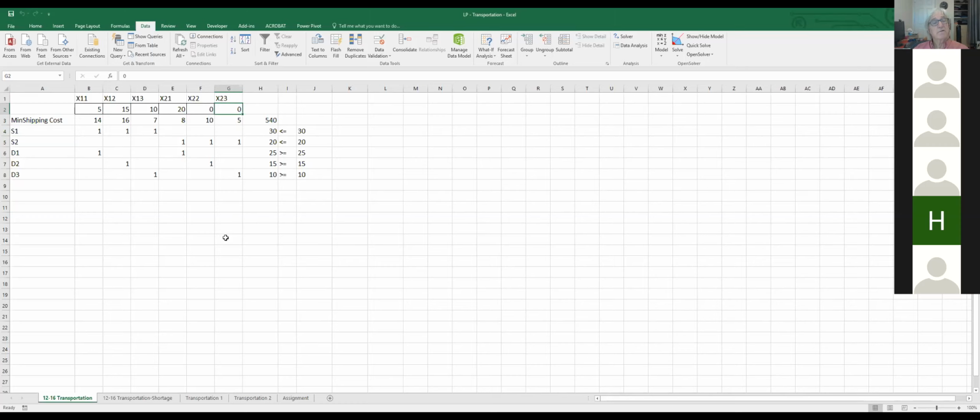Go ahead. How do you know if you select max or minimum in Solver? Minimum. Yeah, we are minimizing costs. Is it always minimum? On transportation? Or like in general? Like the problems we do in this class?